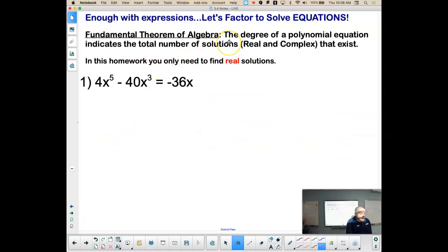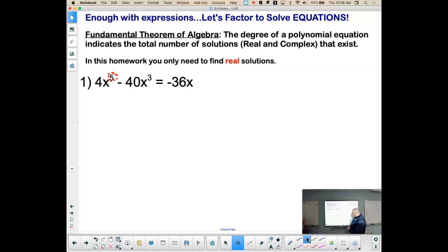Okay? The fundamental theorem of algebra says that the degree, we talked about this earlier this week, the degree of the polynomial tells us how many solutions we need to have in the end. So with this particular equation that we have here, the fundamental theorem of algebra says that the biggest exponent is 5. That's our degree. That means we need to come up with 5 answers. If we don't come up with 5 answers, we will need to keep going until we get them.